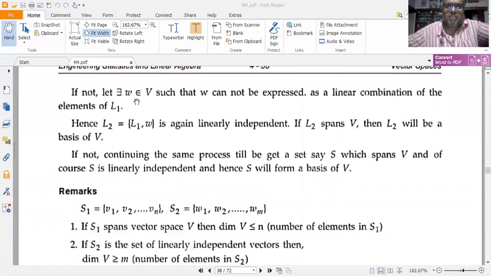Otherwise, let there exist some w belonging to V such that w cannot be expressed as a linear combination of elements of L1. Then I introduce a set L2 equal to L1 comma w, which is again linearly independent. So if L2 spans V, then L2 will be a basis of V. If not, we continue the same process till we get a set, say S, which spans V. And of course, S would be linearly independent and form a basis of V.